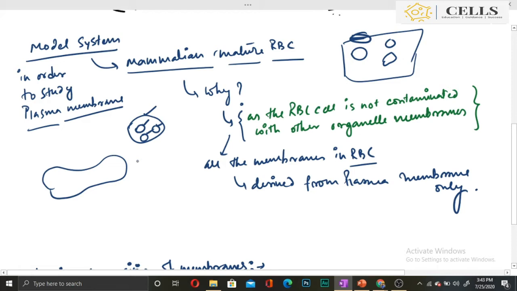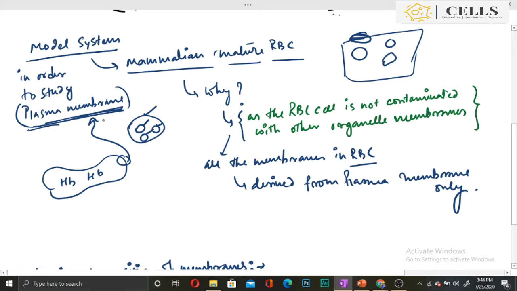Now, if you want to isolate only the plasma membrane, it will be very tough, because you will have a mixture of all membranes, the plasma membrane along with the different membranes of the organelles. But you only want to study the plasma membrane. In RBC, you have only the plasma membrane; there is no nucleus, only hemoglobin is present. So the membrane we get is nothing but the plasma membrane.